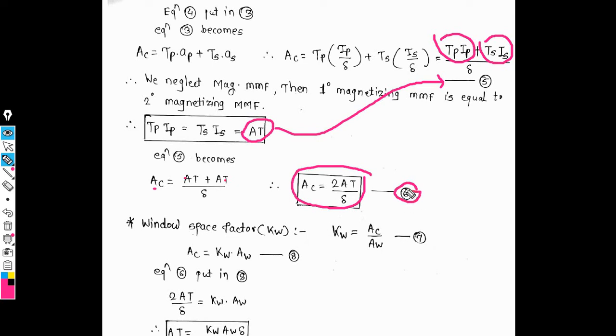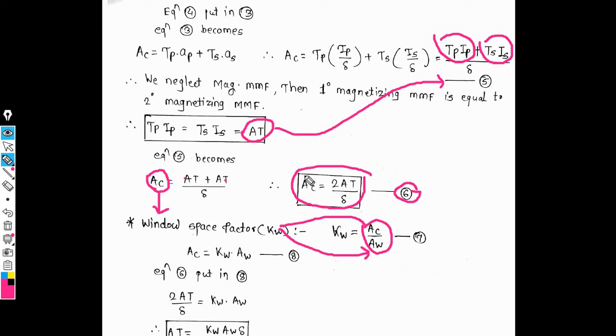But the area of copper totally depends on the window, the window of the transformer. The window of the transformer depends on the area of copper and area of window. The relation between area of copper and area of window is called the window space factor, that is called KW.